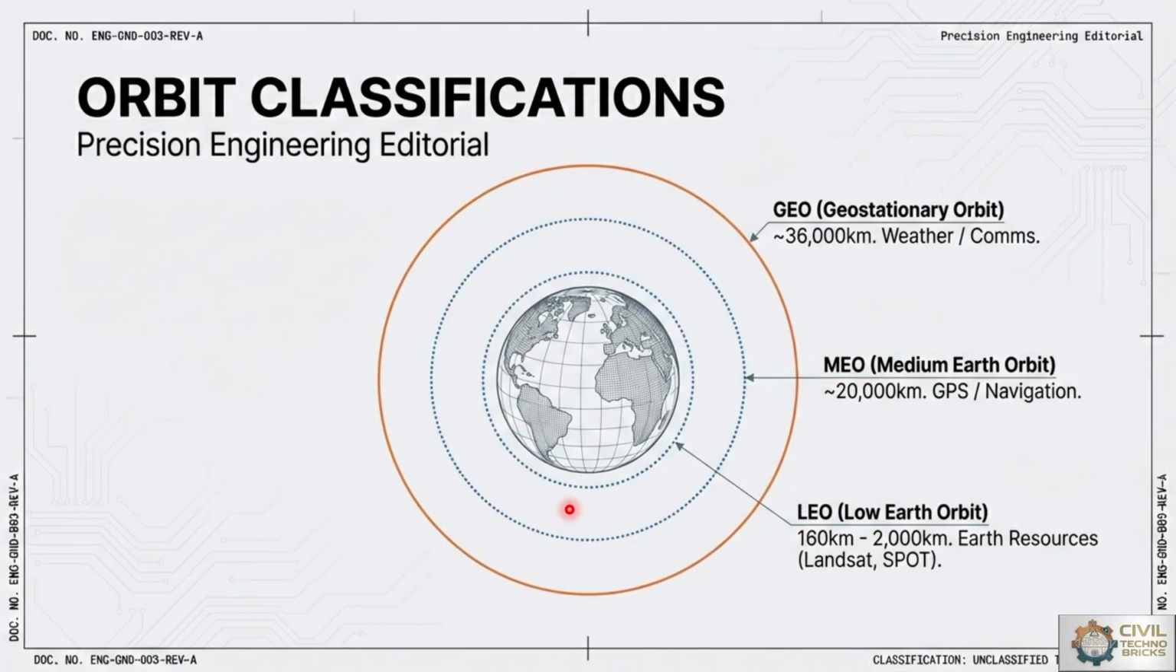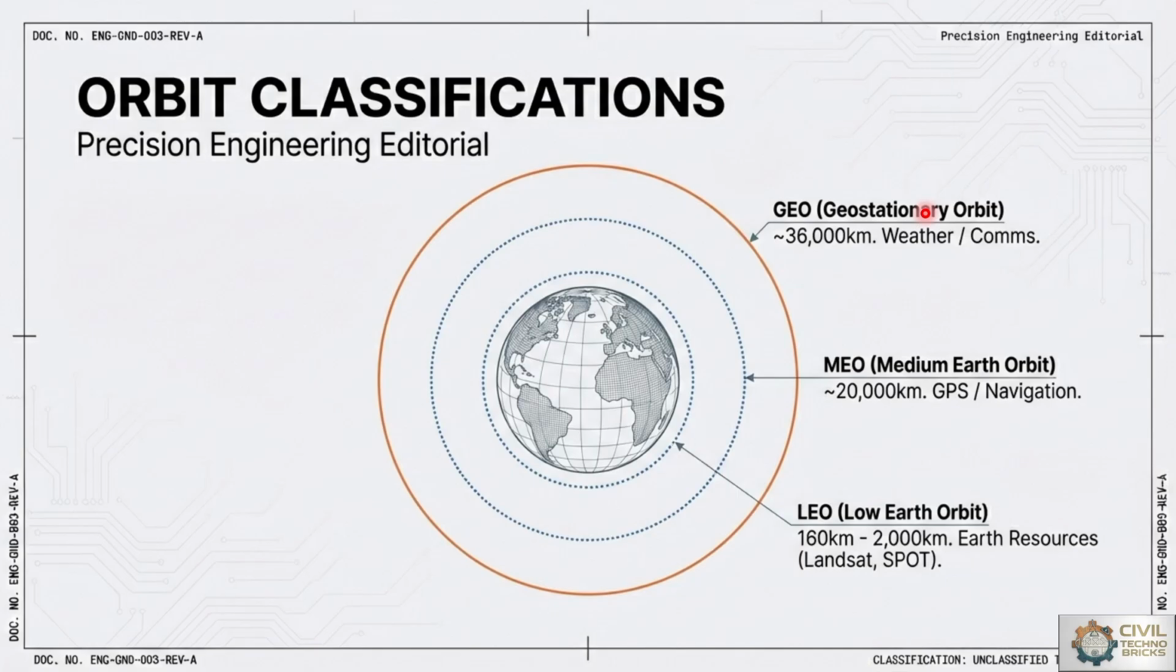Next one will be the orbit classification. So here the orbits are classified based on altitude. We check that altitude 160 km to 2000 km is low earth orbit, from 2000 up to 20,000 km is medium earth orbit, then from 21,000 to 36,000 which will be the geostationary orbit. Hence the satellite orbits are mainly classified into three parts.